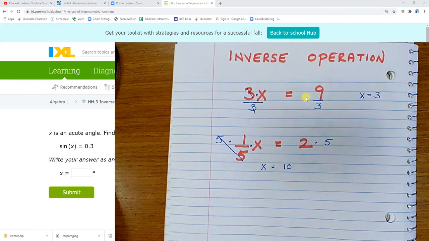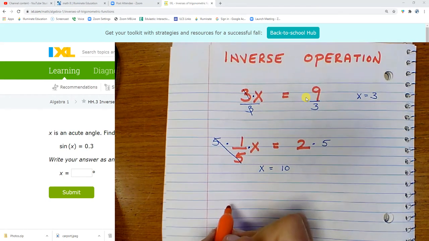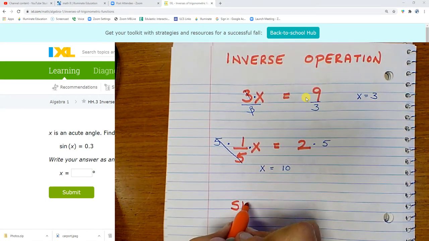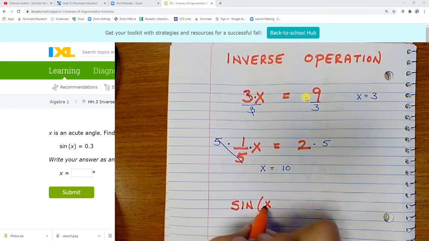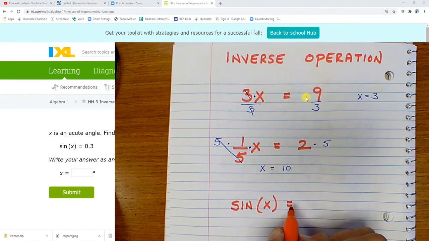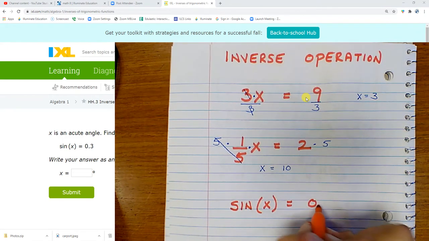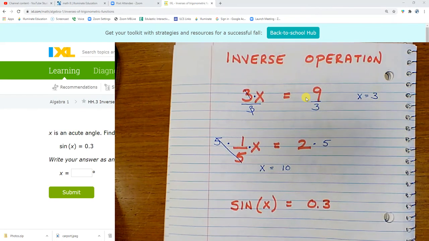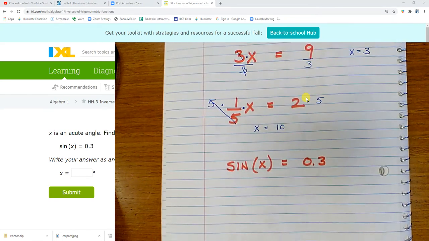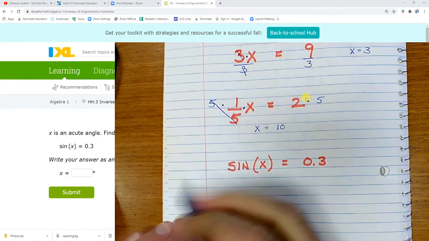Now, in trig functions, if I have sine x equals 0.3, I have to use the inverse operation in order to get the x by itself. And the inverse of sine is called inverse sine. So what I'm going to do, it's going to look funny.